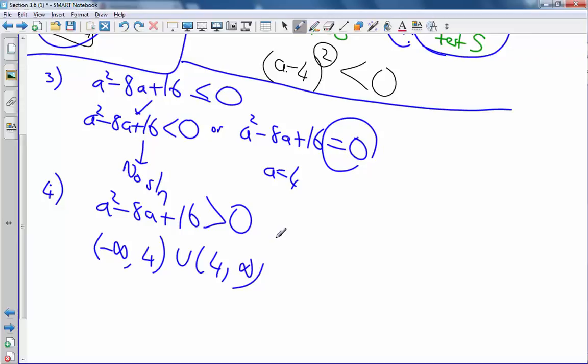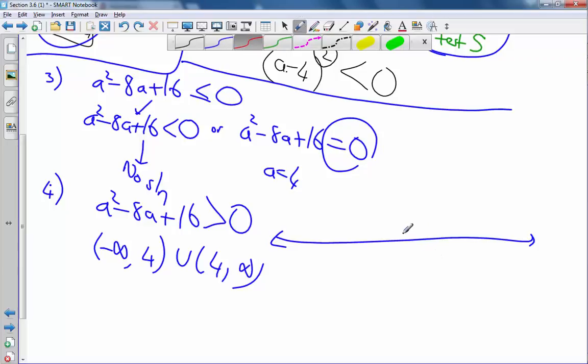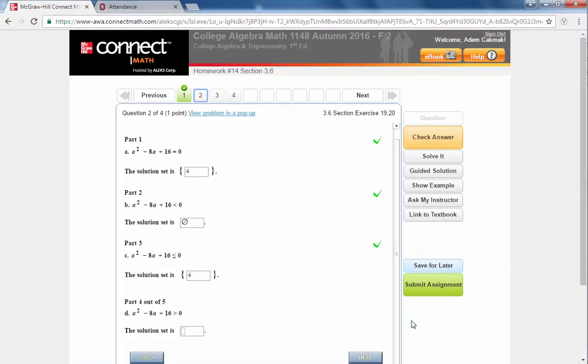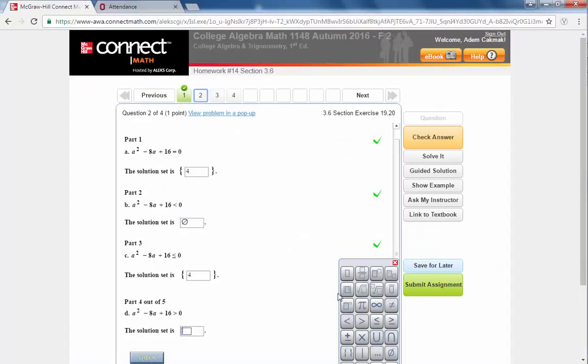So again, this is the situation you have. You have a hole in your solution. 4 is excluded. You take the left side, negative infinity to 4. And you take the right side, which is 4 to infinity, right? Because of this hole, you have 2 split intervals. Okay? Make sense? This question was kind of a reasoning question. It wasn't too much algebraic hard work, you know?